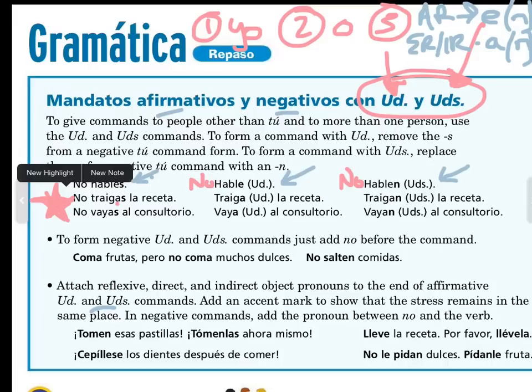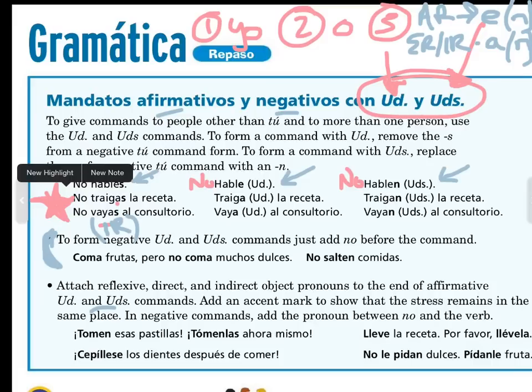And then same thing with vayas. Vayas comes from which verb? Ir. Remember, it's irregular. So no vayas, don't go to the doctor's office. That's an informal command. Vaya al consultorio, go to the doctor. That's a formal command. And vayan, ustedes form, y'all go to the consultorio, okay, or go to the doctor's office. And then as it says right here, to form the negative form of the verbs, all we do is put no in front.